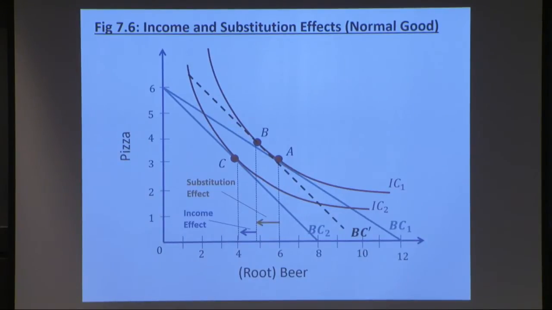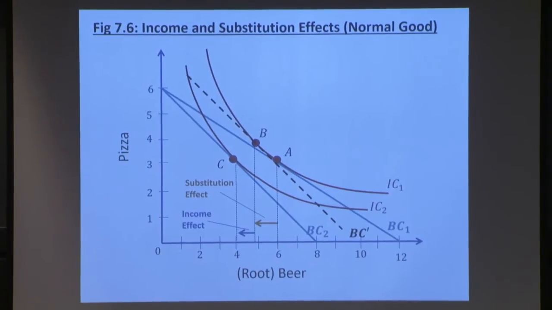Sound good? In this diagram, you can see, even if I didn't derive it from something like this, if I just do the diagram, you can see from this diagram whether root beer is a normal good and whether pizza is a normal good by looking at the movement from B to C. What we see in the movement from B to C is that when income went down, I consumed less of both goods. That says when income goes down, I buy less.